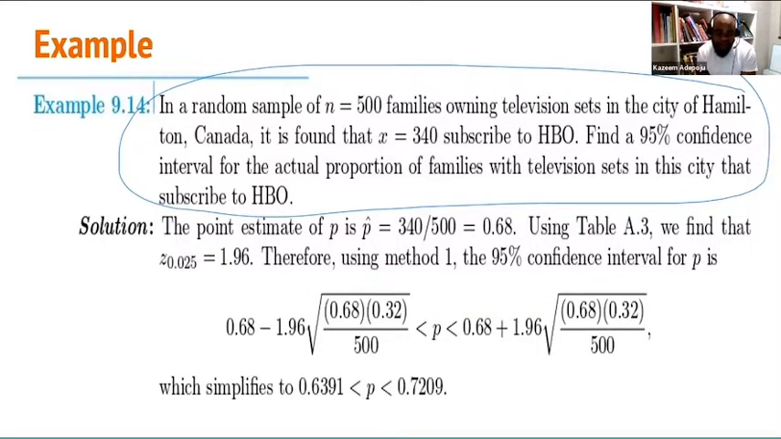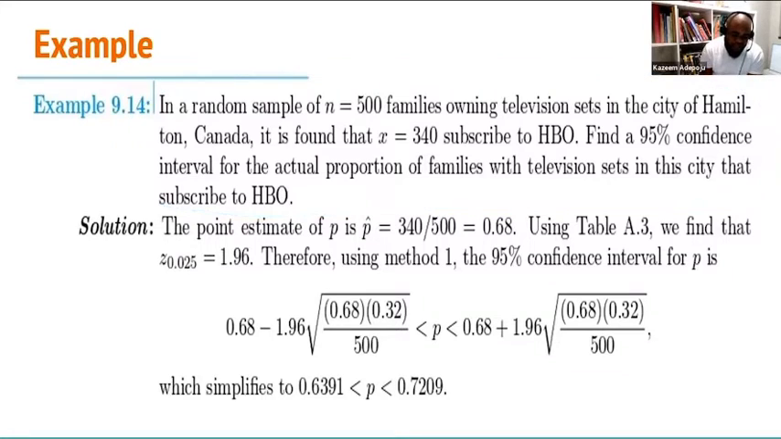And why are they investigating them? They really want to know how many of these 500 families actually subscribe to HBO. I want to believe HBO is actually a television service in the city. And they wanted to construct a 95% confidence interval for the actual proportion of families with a television set.